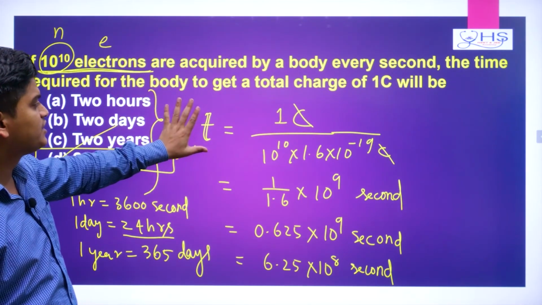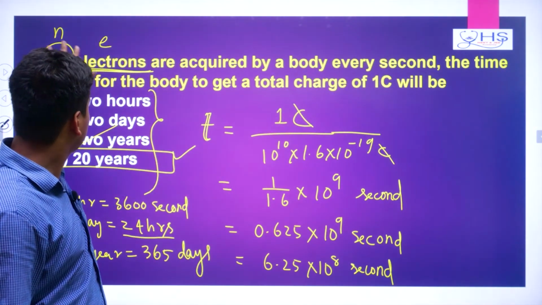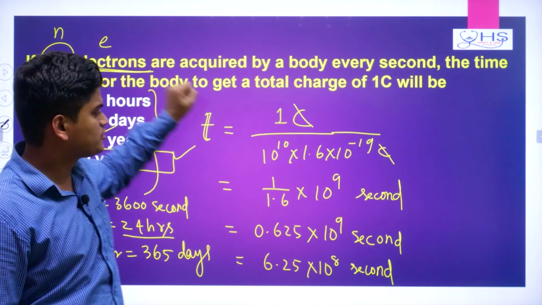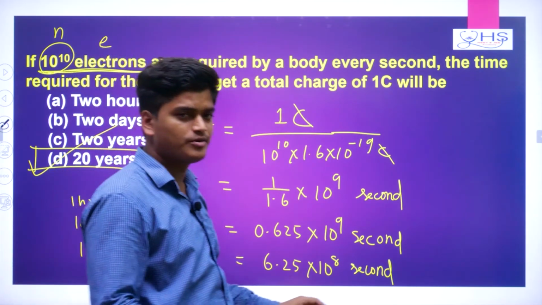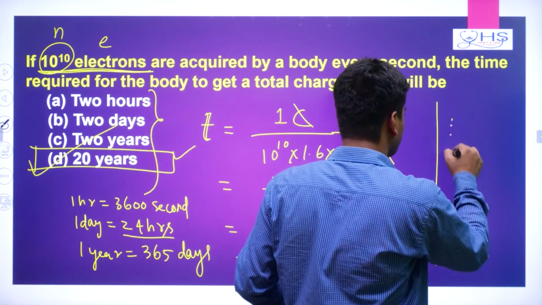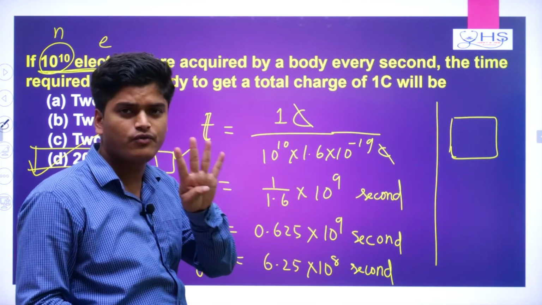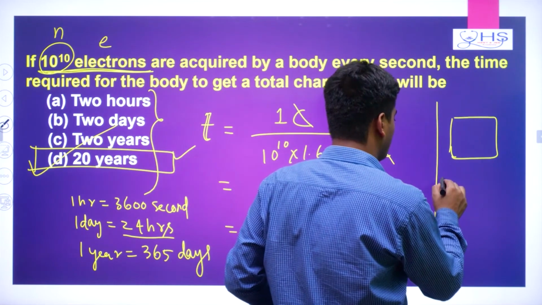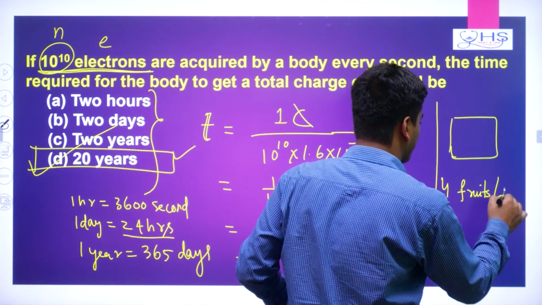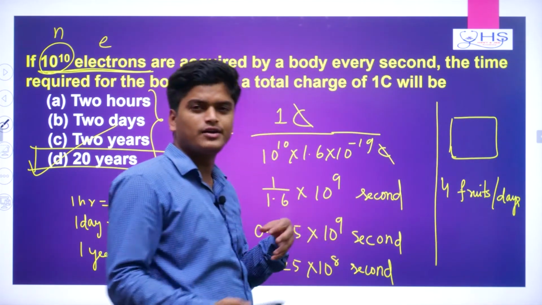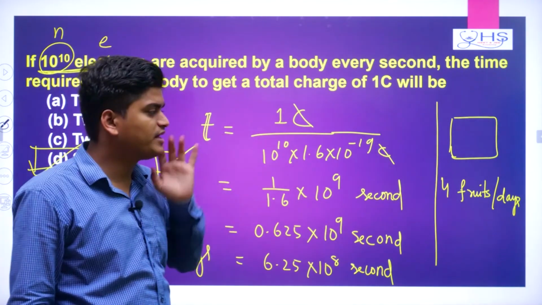And remember the concept always: if you want to find the time t, the total charge you have to accumulate is 1 coulomb, and this much electrons are being removed per second. So divide that charge by the number into the electronic charge. You can understand it like this. Suppose there is a garden, and from this garden you are bringing 4 fruits every day. If I tell you to bring 20 fruits, how many days will you take?